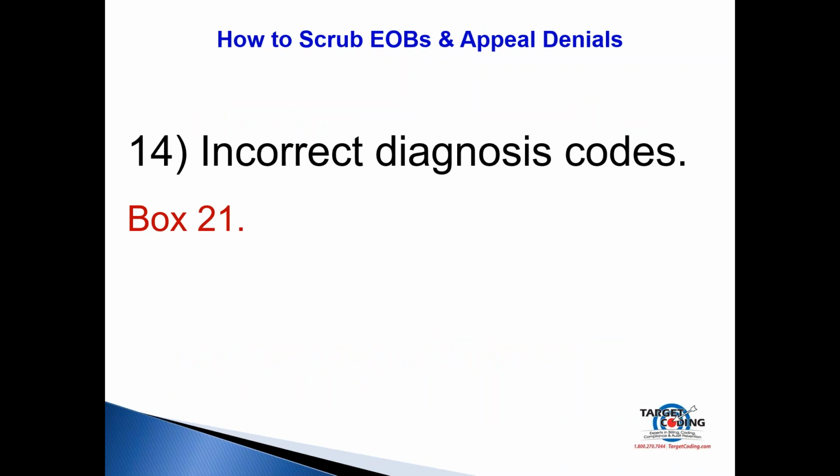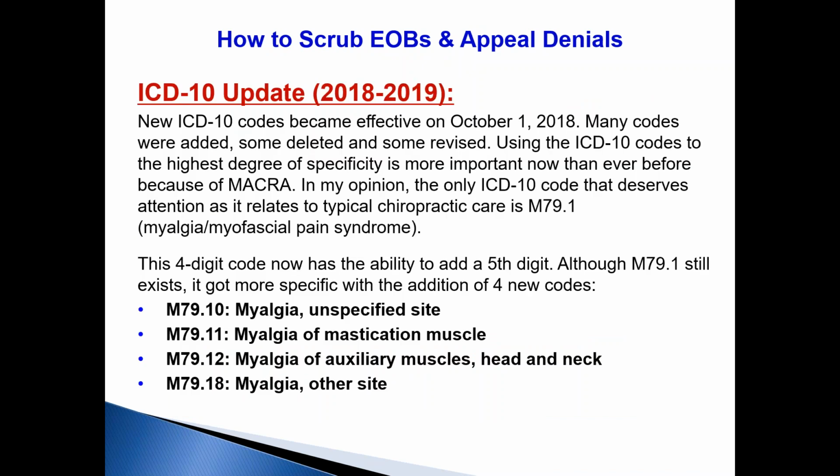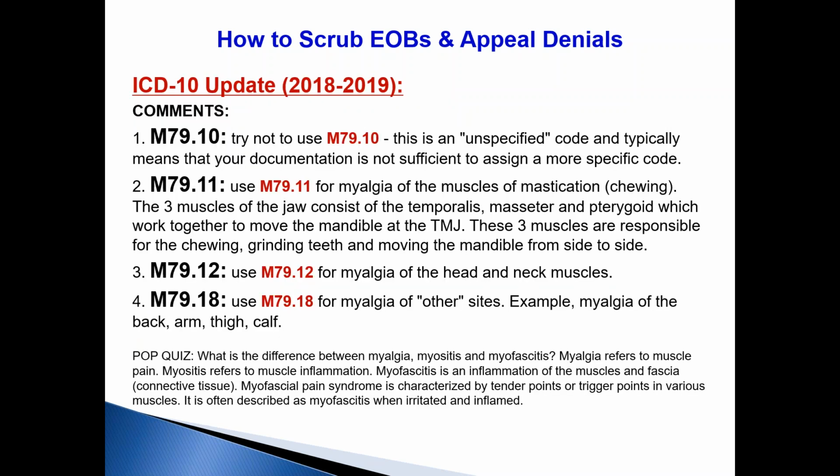Next, incorrect diagnosis codes. Here's the update I was mentioning earlier. Don't use M79.1. Here's the update. A lot of doctors are not aware of this. They're billing M79.1. It got updated to include a fifth digit. You always have to code to the highest degree of specificity. So M79.10, try not to use it. That's an unspecified code. M79.11, that's used for myalgia of the muscles of chewing or mastication. 12 for the head and neck muscles. 18 for everything else.